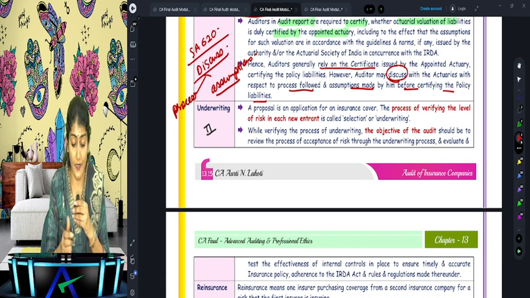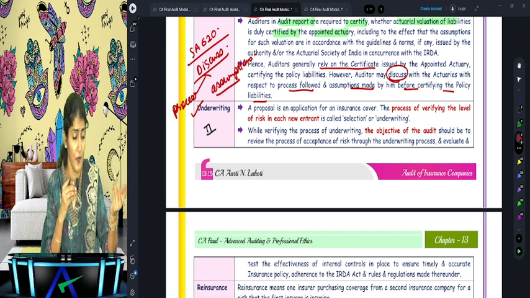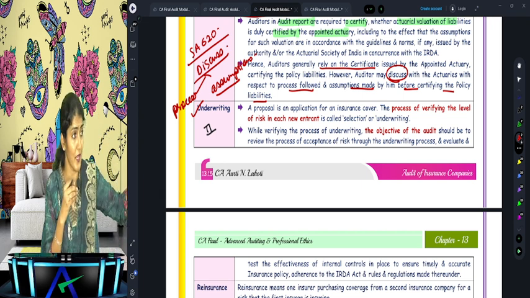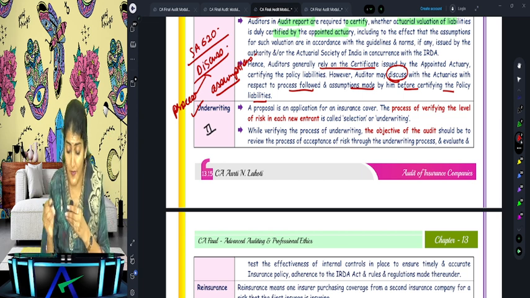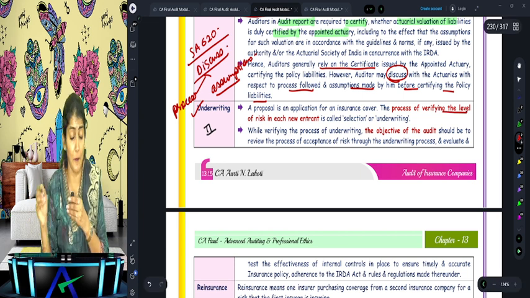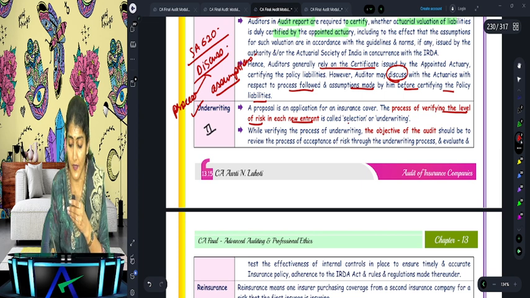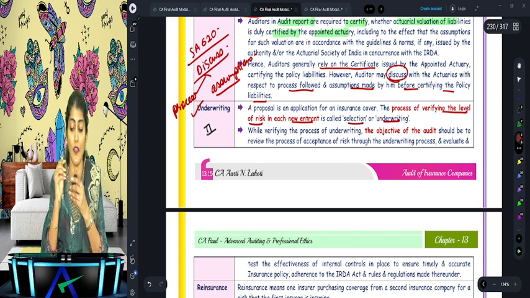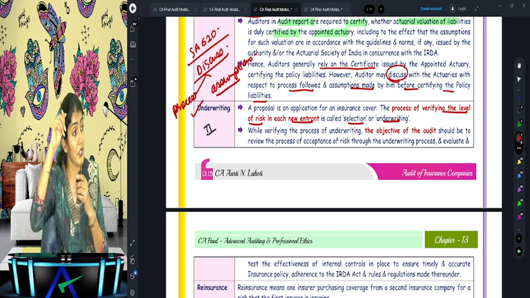Okay. Underwriting. I had discussed this concept with you in the general insurance company also. When you apply for a policy, do they immediately issue the policy to you? No. They do the verification, right? So a proposal is an application for an insurance cover, and the process of screening the applications, the process of verifying the level of risk in each new entrant, is called selection or underwriting.